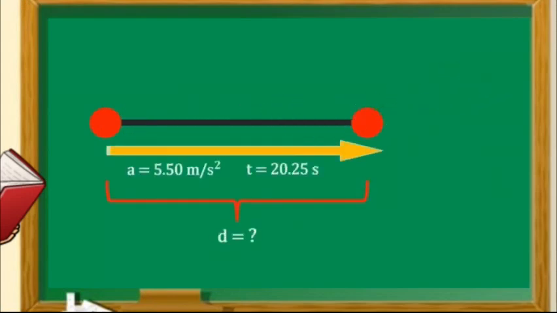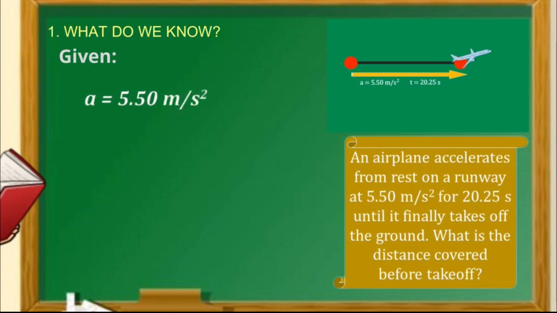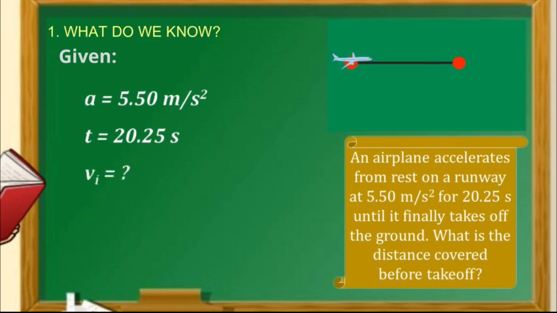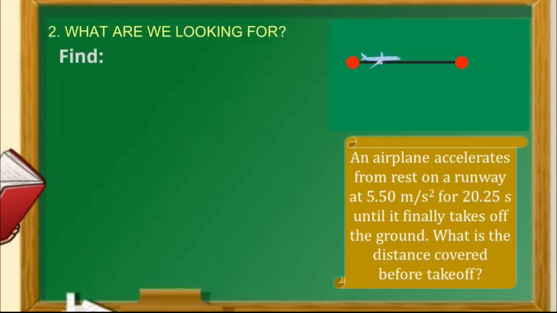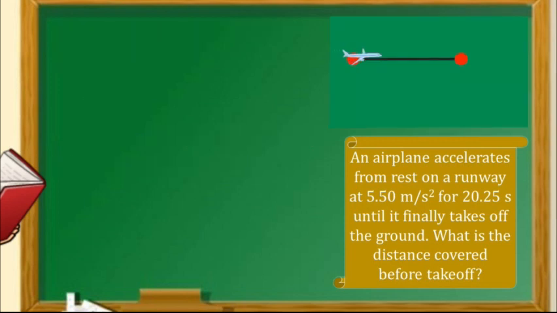So based on our problem, what do we know? We know the acceleration of the airplane, which is 5.50 meters per second squared. We know the time before takeoff, which is 20.25 seconds. And we also know the initial velocity, which is 0, since it is from rest. What are we looking for? We are looking for the displacement that the airplane traveled from rest before takeoff.